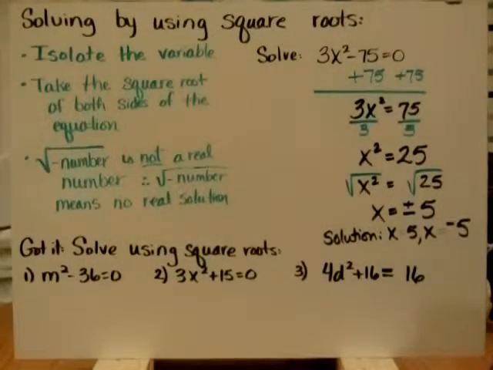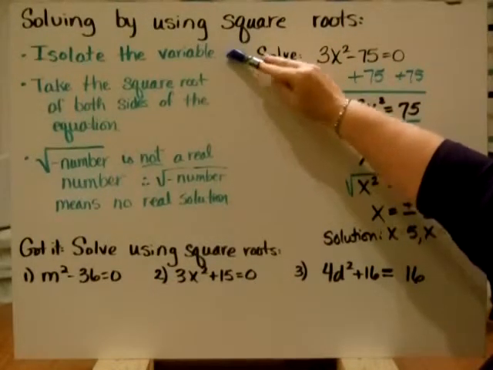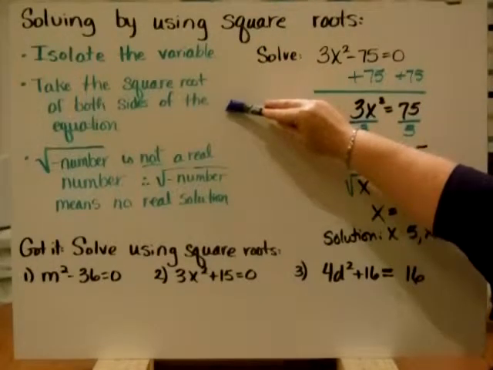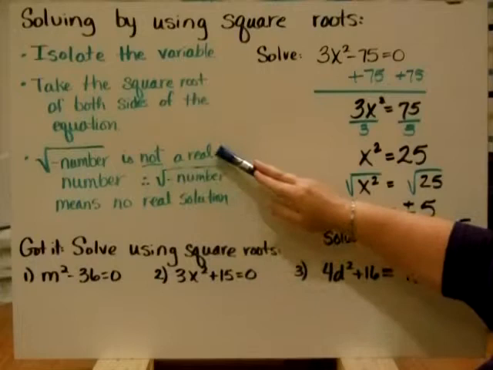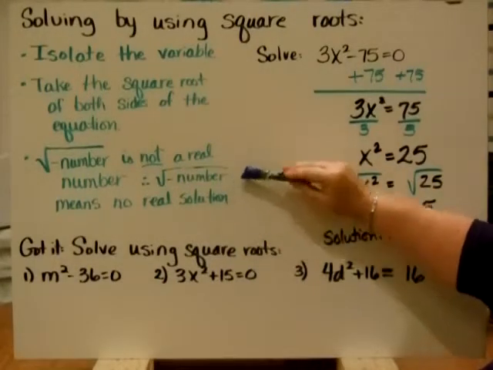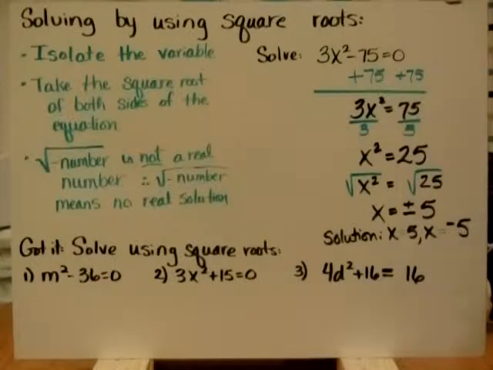To solve a quadratic equation using square roots, you need to follow these steps. First, you need to isolate the variable. Then you take the square root of both sides of the equation. And remember, the square root of a negative number is not a real number. Therefore, if you have the square root of a negative number, it means there's no real solution.